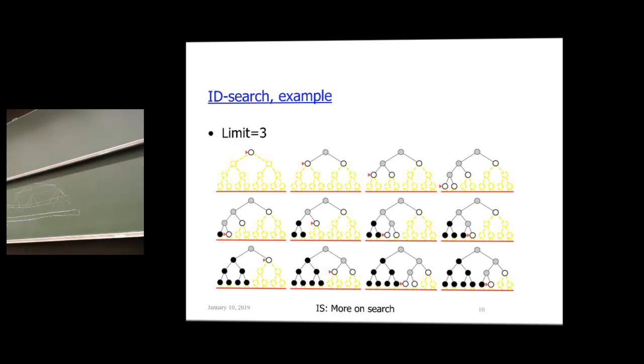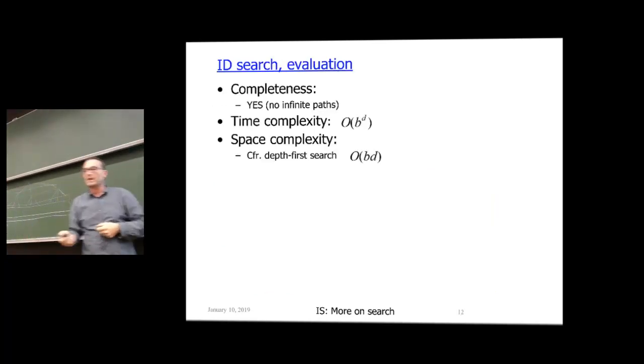Yeah? My understanding is that you prefer increasing time complexity rather than space complexity. Yes, so that's the balance. So you pay the price of a little bit more time complexity in order to restrict your space complexity.